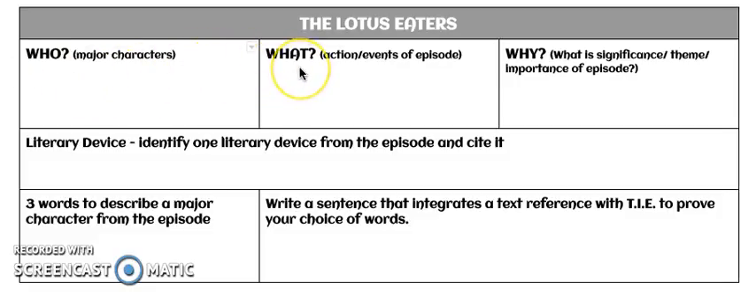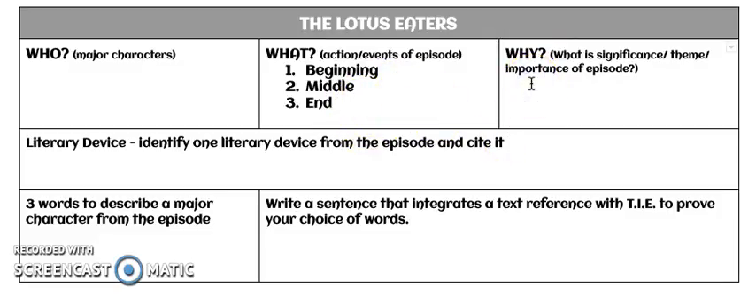As for this box about the what, let's focus on three events from the episode. Shoot for one bullet that's about the beginning, one that's about the middle, and one that's about the end of the episode. That'll probably help you get the whole episode covered in that box.